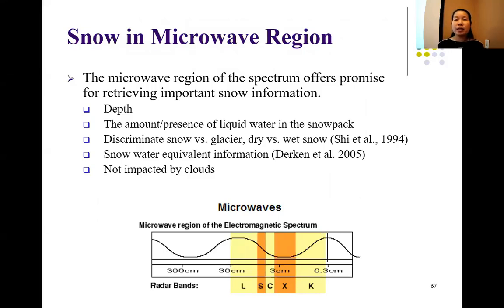So another one is to map snow in the microwave region, using a microwave data set. The microwave region of the spectrum offers promise for retrieving important snow information. Note here, they can provide some additional information, for example the depth, the amount or presence of liquid water in the snowpack, and also discriminating snow versus glacier, dry versus wet snow. These are some of the challenging areas for snow or glacier related study.